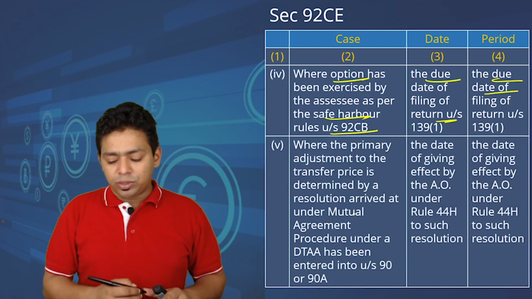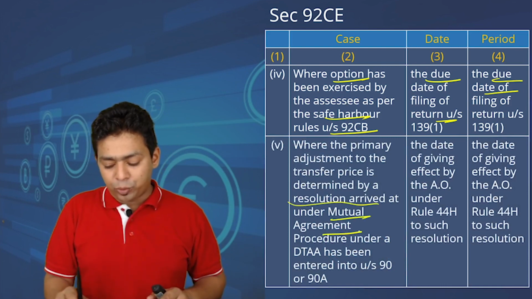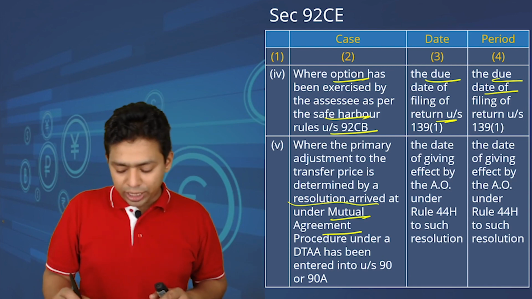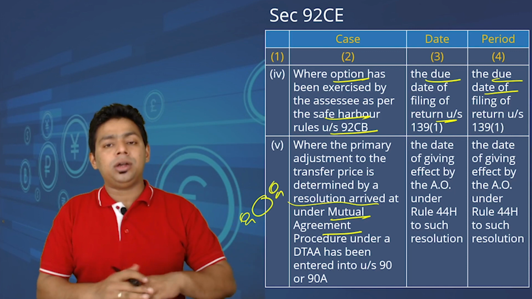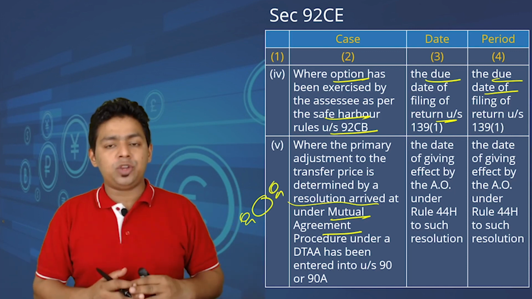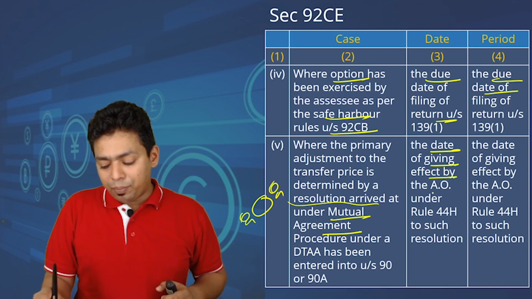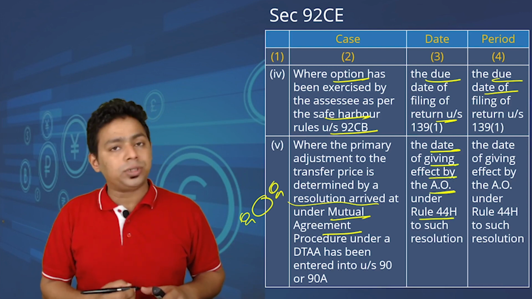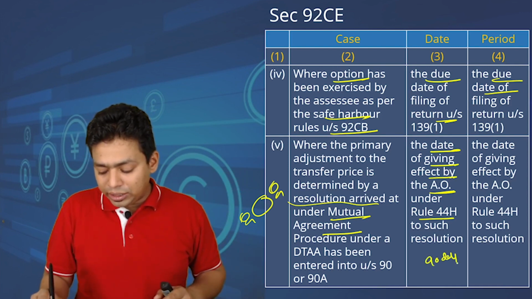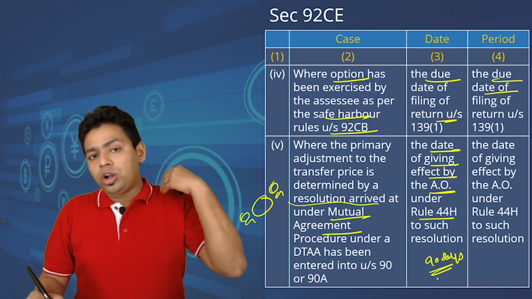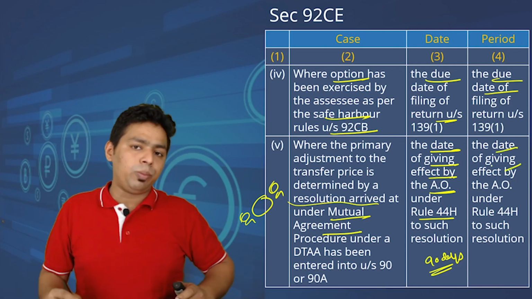Where the primary adjustment of the transfer price is determined by the resolution by following the MAP procedure. MAP means mutual agreement procedure. Two countries' representatives will sit together and they will bring the double taxation avoidance arrangement for you. In that case, the date of giving effect by the AO under rule 44H of such resolution. Whenever the AO has given the effect, from that date you have 90 days, and if you don't bring this money within 90 days, then from the same date the interest will be calculated.